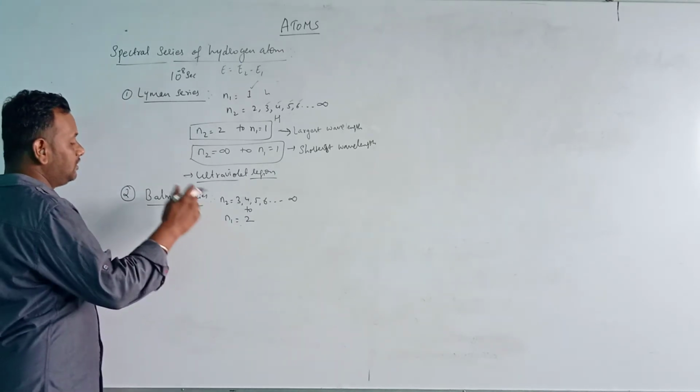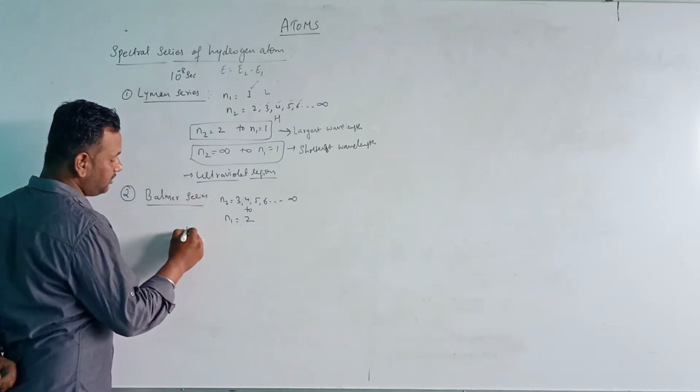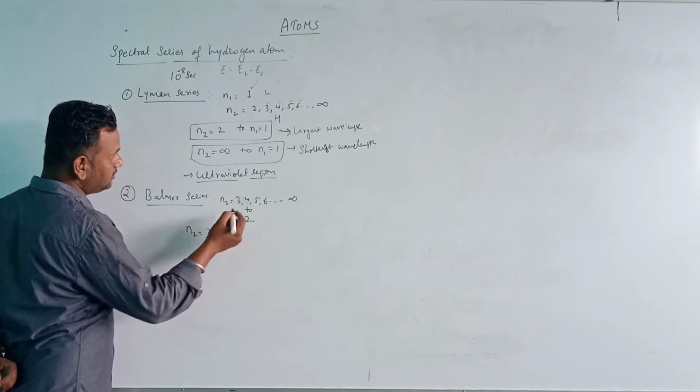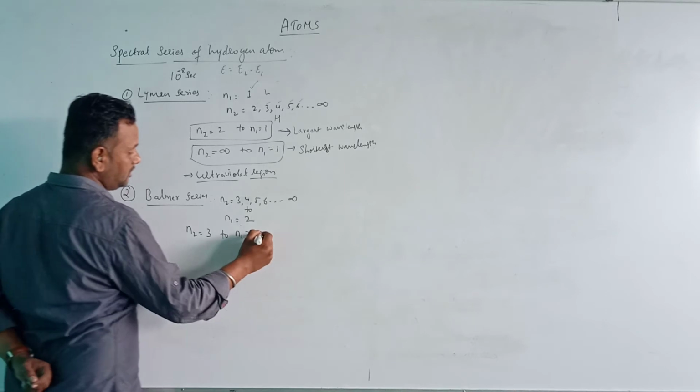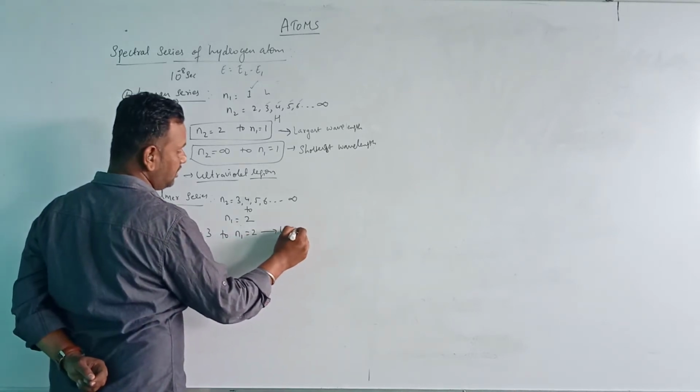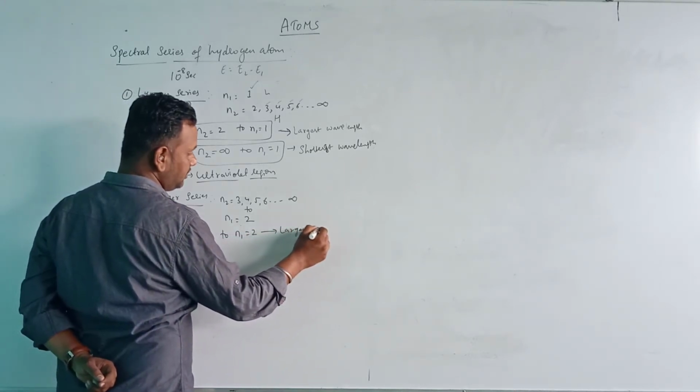Now if the transition takes place from N2 is equal to 3 to N1 is equal to 2, then it has the largest wavelength.